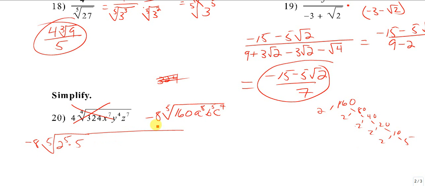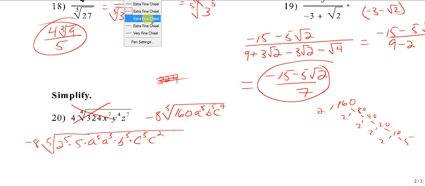Now for a to the 8th under the fifth root, let's change that to a to the 5th times a cubed. And I have b to the 5th, so I need to take that as b to the 5th because I have a 5th power and a 5th root. That'll come out like that. And a c to the 7th, let's change that to c to the 5th, c squared. Okay, so let's see what's coming out of there.